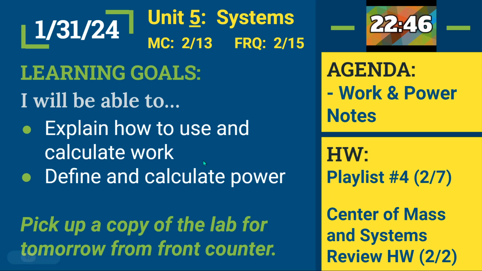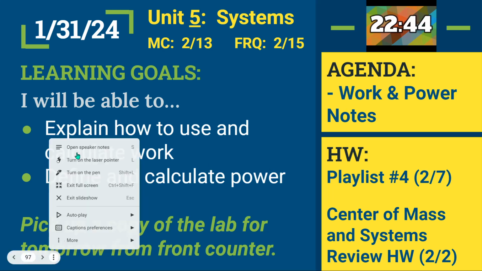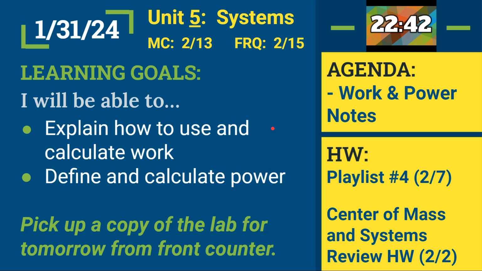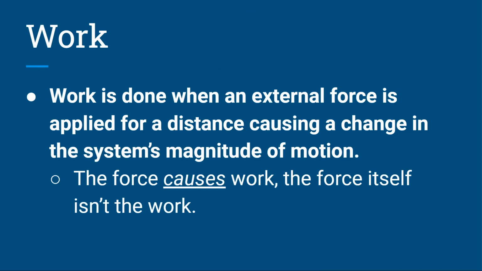So let's go ahead and get into the notes for today. Starting with a definition for work. Okay, so work is done when an external force is applied for a distance, causing a change in the system's magnitude of motion. Okay, so we do work if we have an external force applied to a system that causes a change in that system's magnitude of motion.